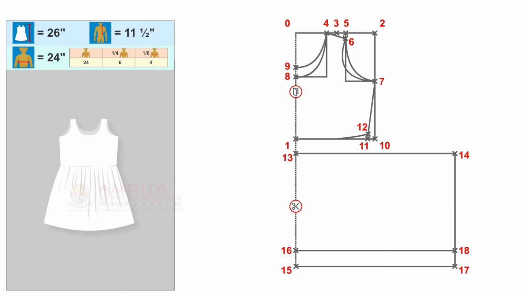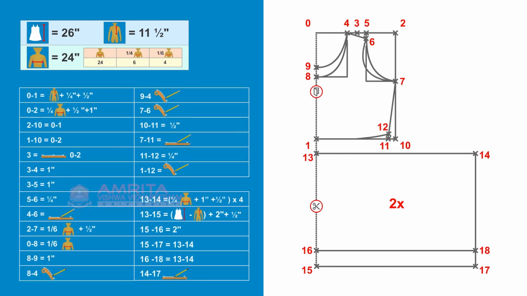The skirt part will have to be cut in double layer of fabric. We will indicate this on the pattern by writing 2x on it. Thus, we have constructed the pattern for an ordinary petticoat. In this session, we have learned how to construct the pattern for an ordinary petticoat.